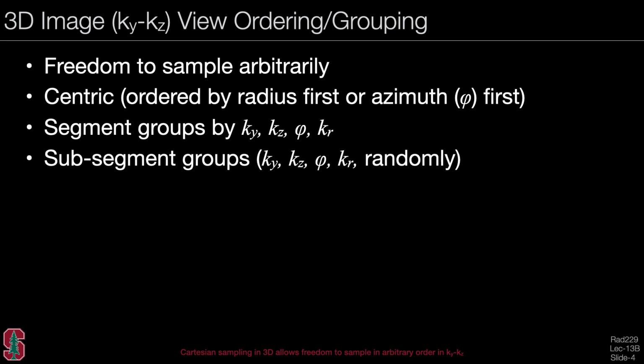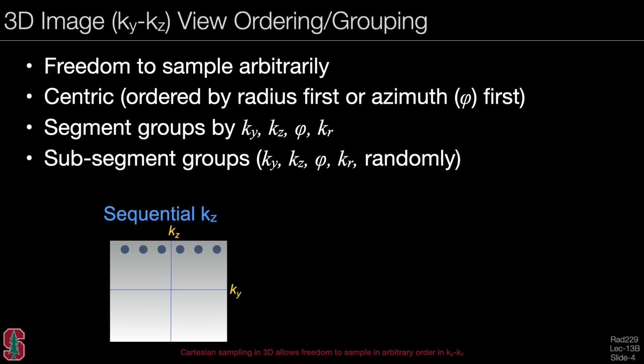When we acquire 3D images, typically using Cartesian imaging, the KY-KZ sampling offers us the freedom to sample in an arbitrary order. There are different approaches, such as centric, where we order the innermost samples first. We can segment into groups based on KY direction, KZ direction, azimuthal angle, or radius, and we can sub-segment groups randomly. These are some examples.